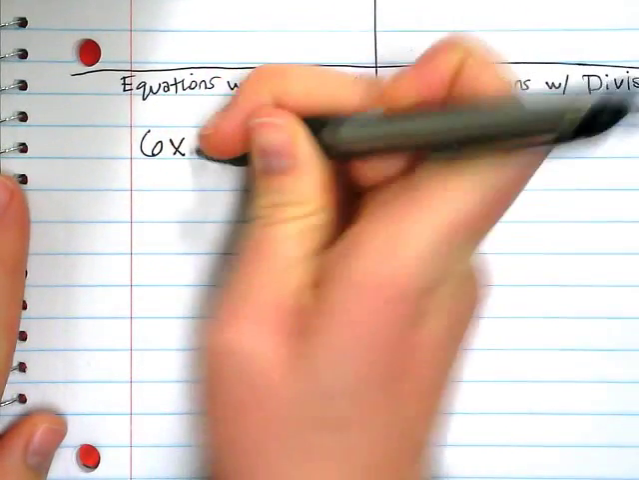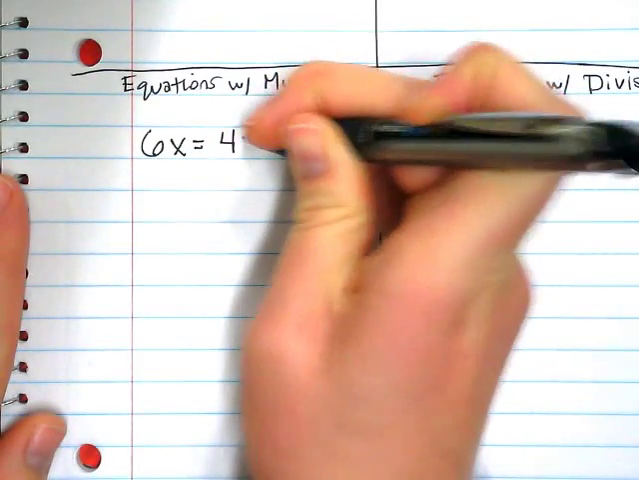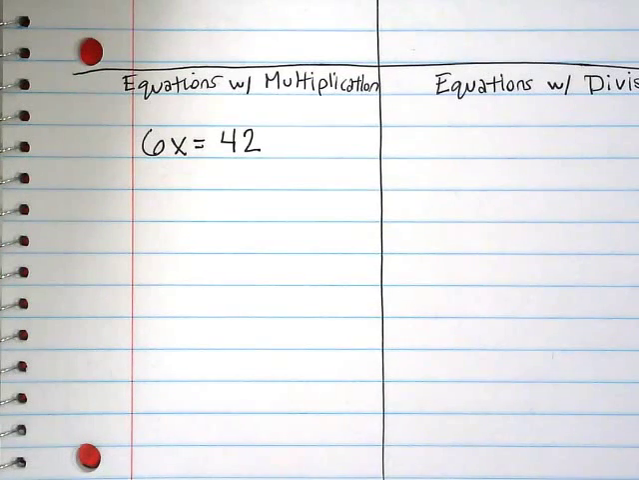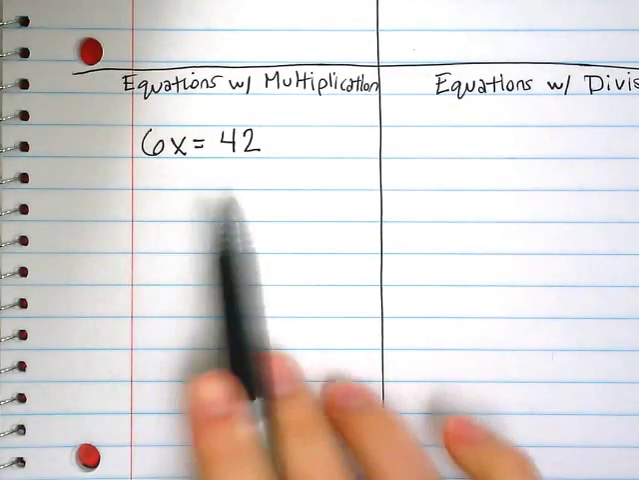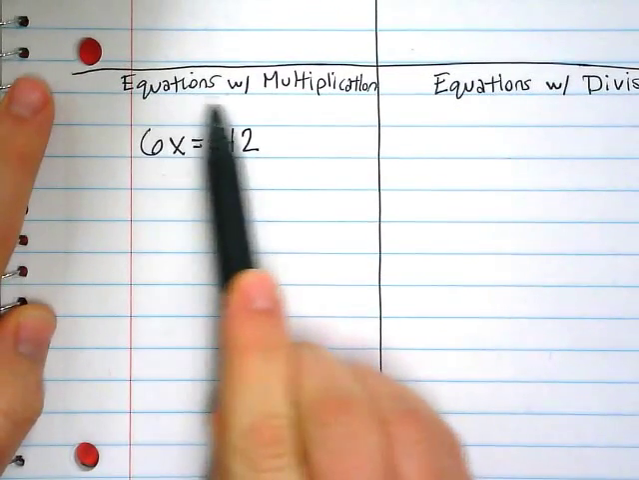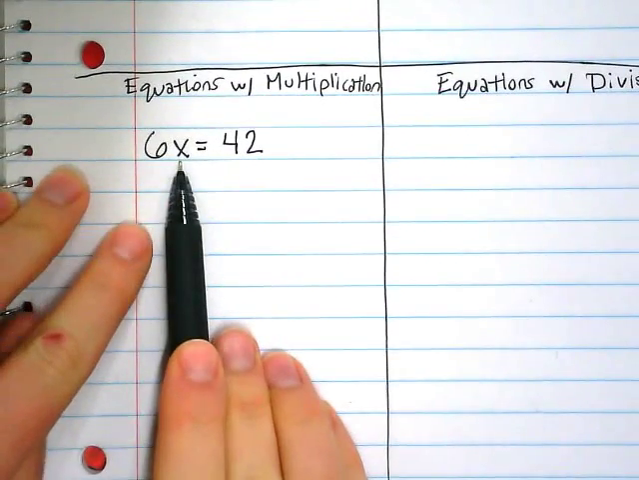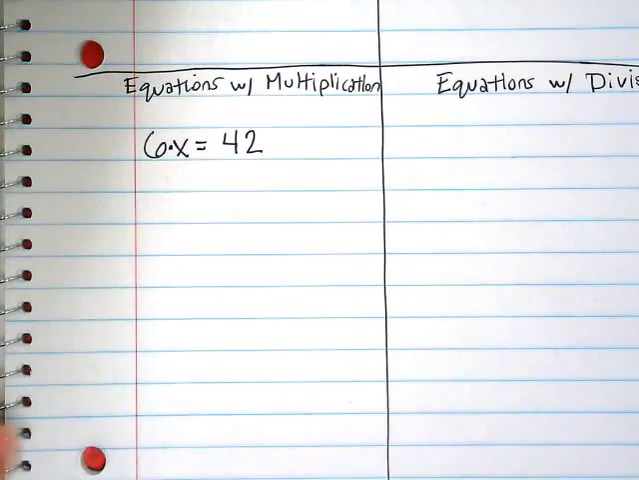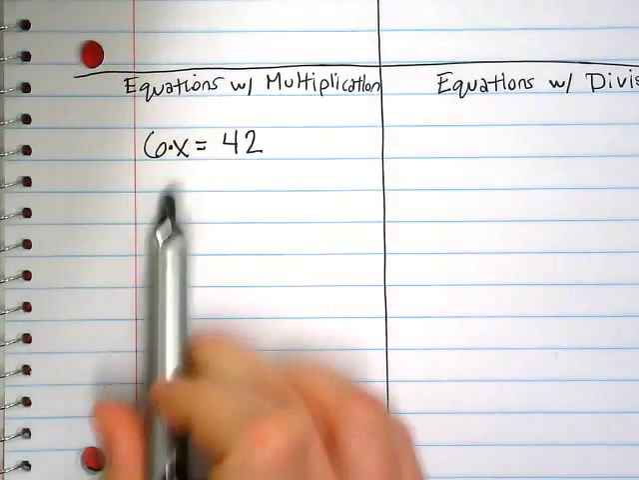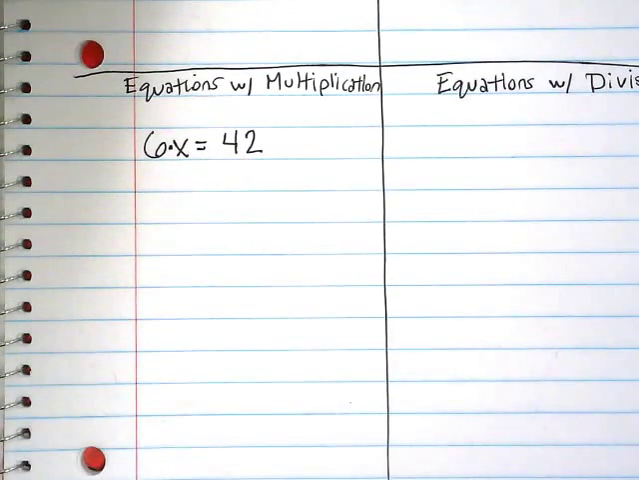We'll start with 6x equals 42. Alright, so we have the equation 6x equals 42. I know this is an equation with multiplication because whenever we have a number next to a variable, there's an invisible multiplication sign in between them. So 6x is the same as 6 times x equals 42.